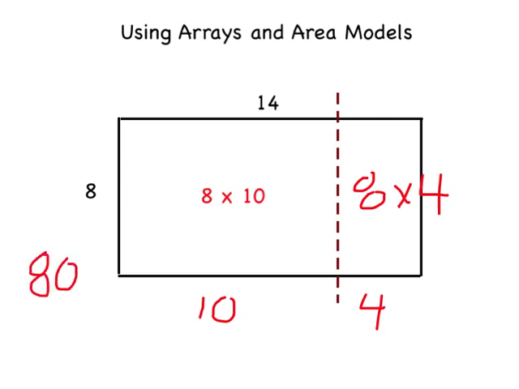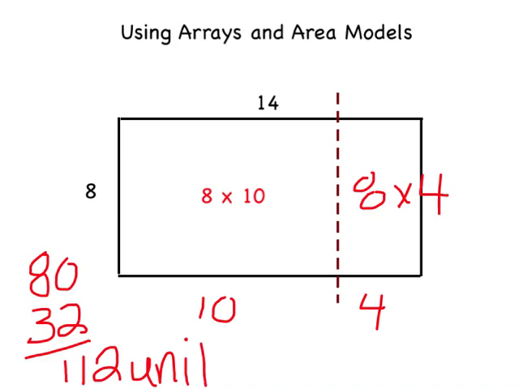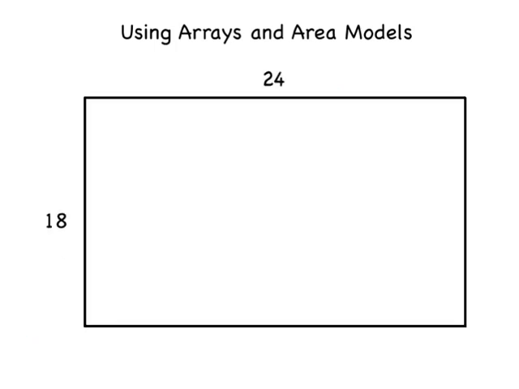And I know that 8 times 4 is 32. So if I add them, then the area is 112 units square. I can also say that the answer for 8 times 14 is 112, right? So I hope that you understand that. So that's the area, but it's also the answer for 14 times 8.